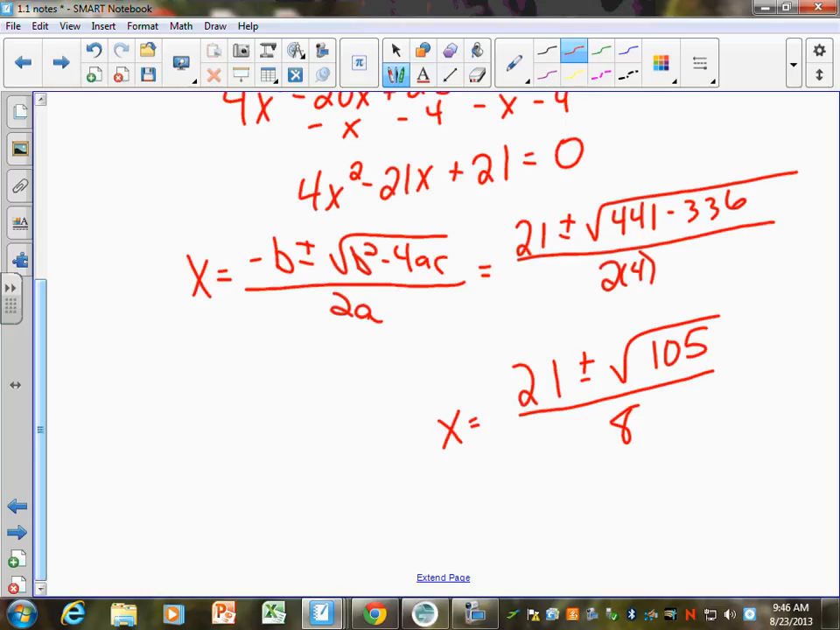You have to be careful with square roots sometimes. You might get an answer that doesn't work when you plug it back in. This one's not so pretty, so I think it's going to be okay. But let me check it quick. Oh my gosh. 105 divided by 8.